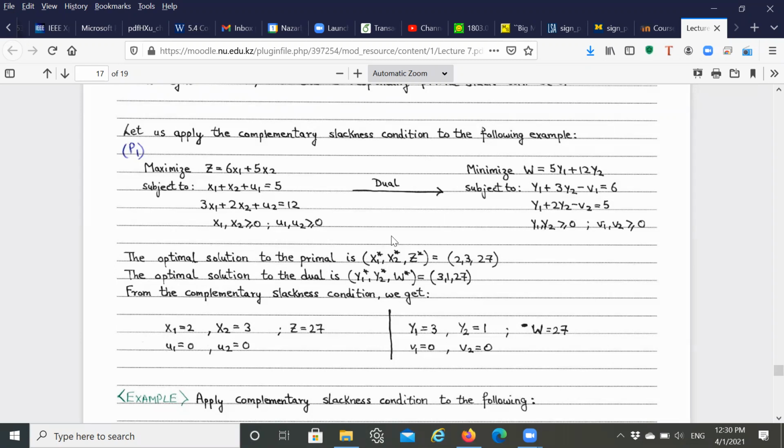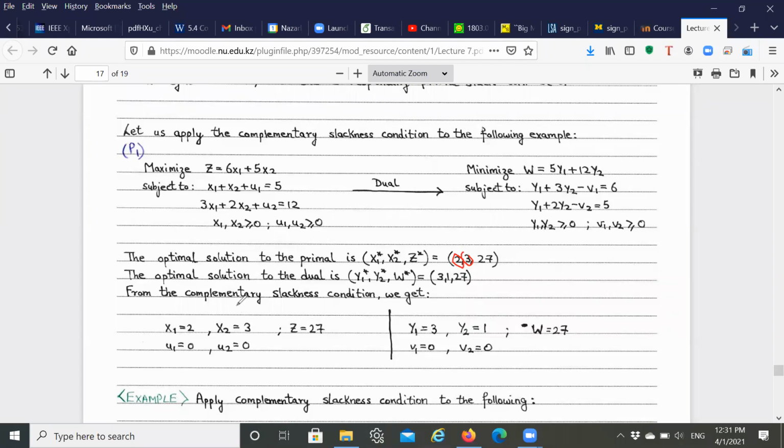Let's write x1, which is over here. Let me bring my pen. x1 is equal to 2. This was our optimal solution. x2 is equal to 3, and z is equal to 7. We write it over here. Similarly, y1 is equal to 3, y2 is equal to 1, w is equal to 27.